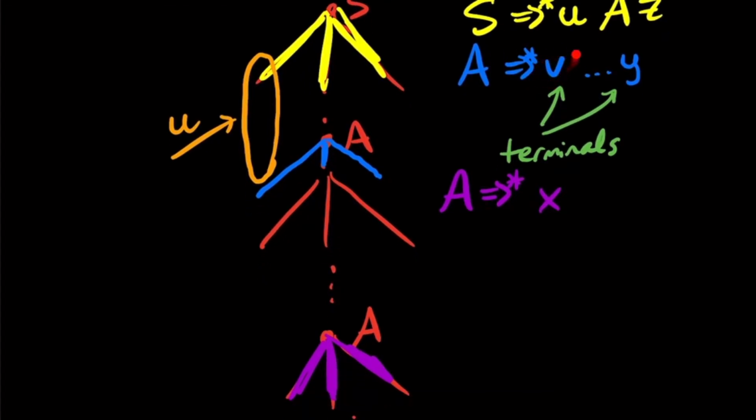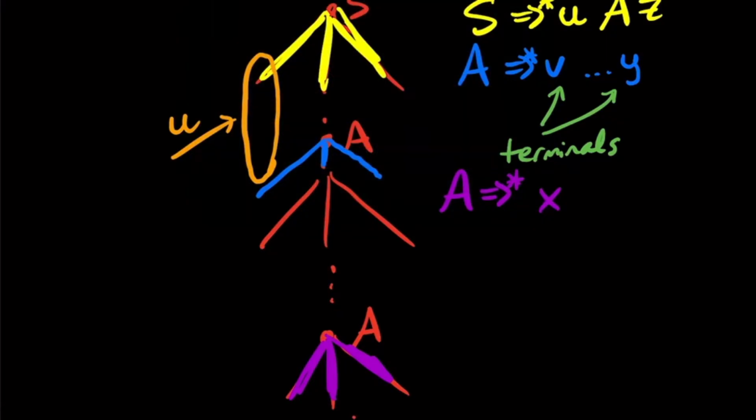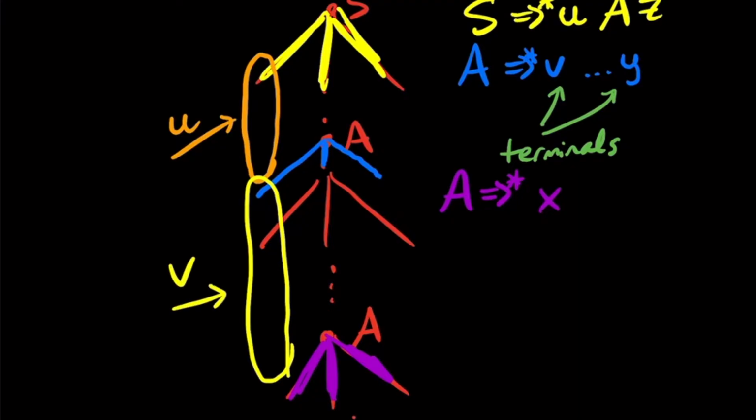And then for the V right here, I'm going to do something very, very similar. I'm going to call those terminals on the left side V, so that now in the center I can put the variable A.